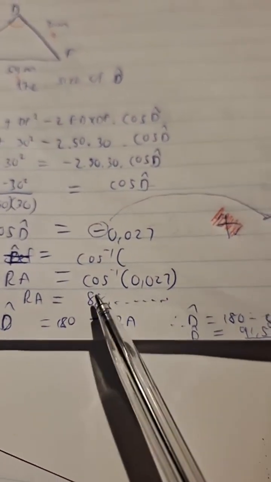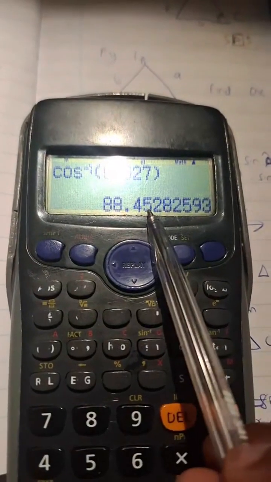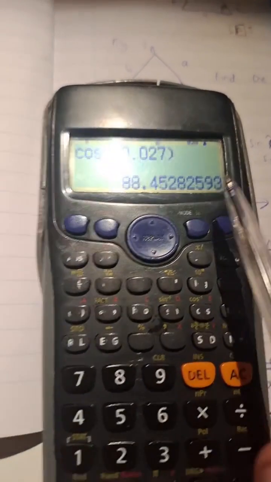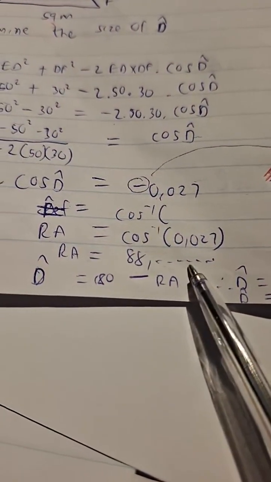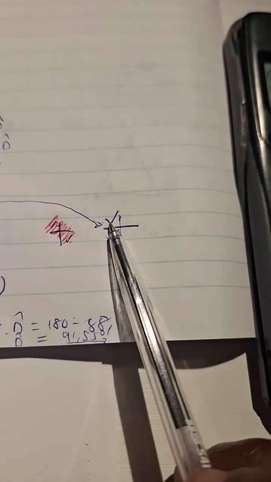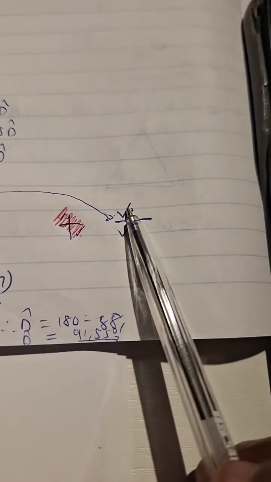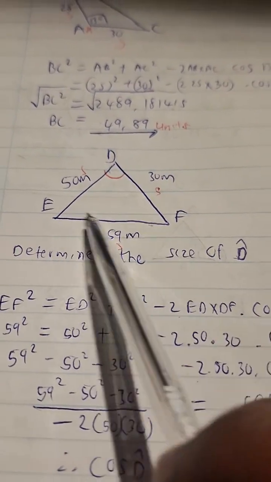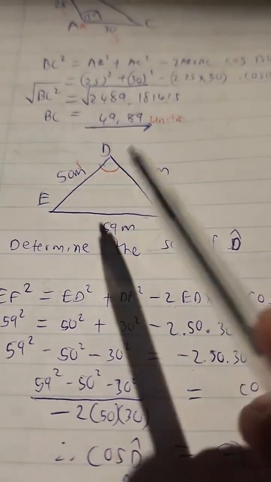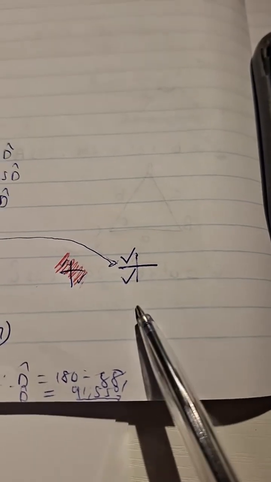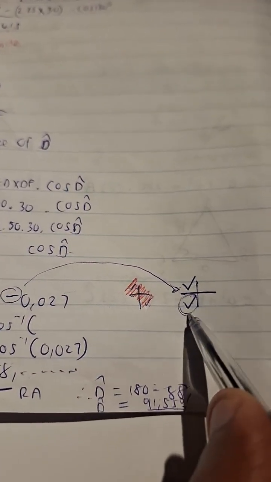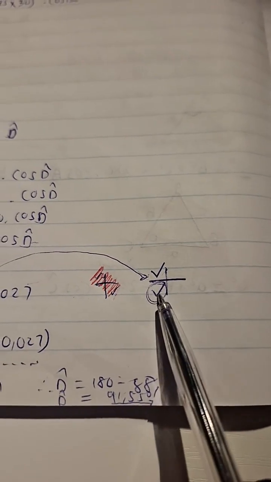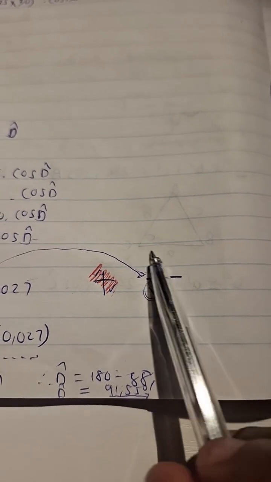Okay, so there we have it. We get 88.45282593. Okay, that's my reference angle. But as I specifically said to you guys, the angle there is supposed to be at least this one, not that one. Because remember, this angle is an angle we need to substitute inside a triangle. The sum of angles in a triangle is 180, guys. I can't have a single angle being more than 180. So I'm going to ignore the third quadrant. I'm going to ignore this guy. I'm going to care about the second quadrant.